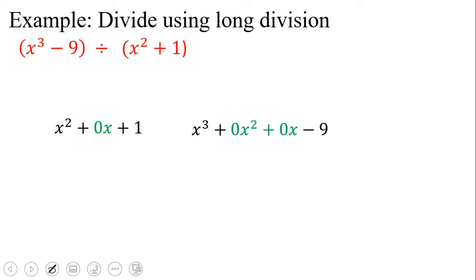You probably have the main idea here, but just a reminder of what you need to do if there are missing terms. We, of course, have to use placeholders, and you can use them both in the dividend and in the divisor. So x cubed minus 9, notice that there is no squared and there is no linear. So I went ahead and put in plus 0 for each of those values. Notice that in the divisor, there was no linear. So I went ahead and plugged in a plus 0x.